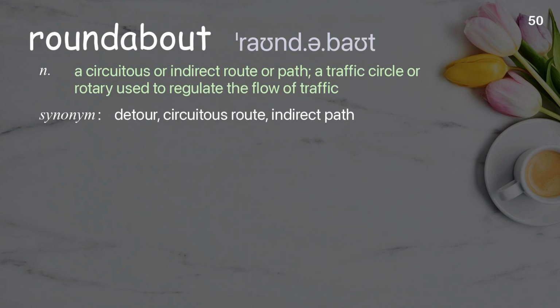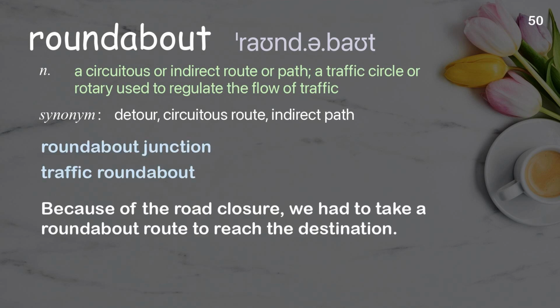Roundabout: A circuitous or indirect route or path, a traffic circle or rotary used to regulate the flow of traffic. Examples: Roundabout junction. Traffic roundabout. Because of the road closure, we had to take a roundabout route to reach the destination.